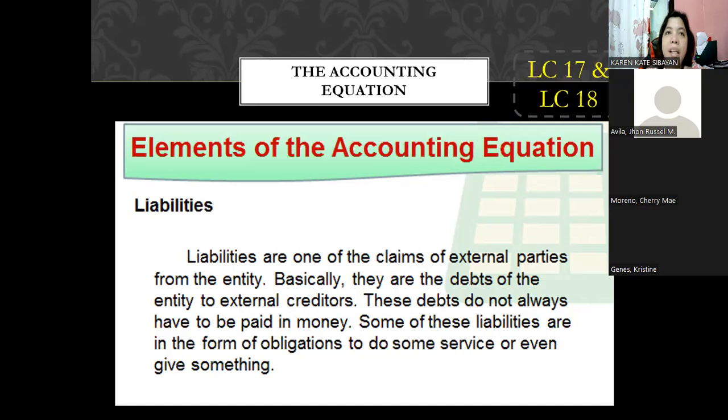So usually, kapag liability siya, meron siyang word na payable. Okay? Pero meron ding liability, for example, yung unearned income na tinatawag. Income lang nakalagay pero actually it is a liability. Why? Kasi para siyang nabayaran na siya ng customer pero hindi mo pa nare-render yung services. Okay? So, that's why it is a liability. Kung baga may utang ka pa na i-render sa customer mo. Okay? What else?